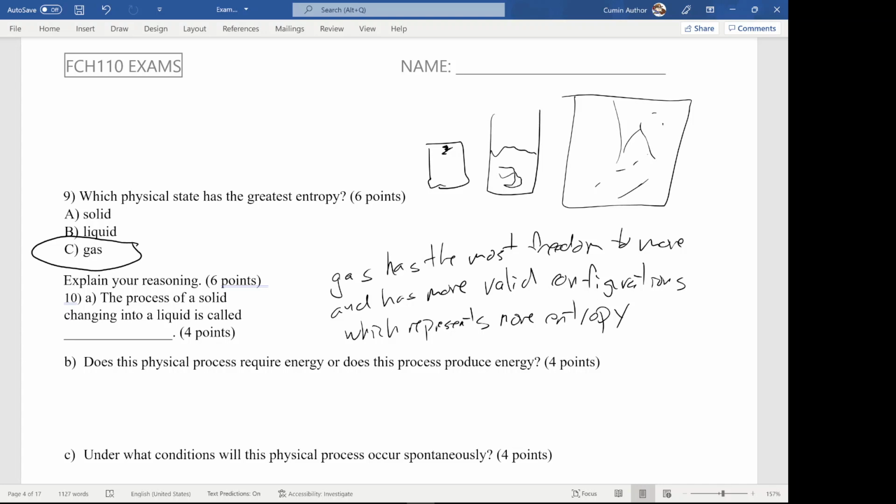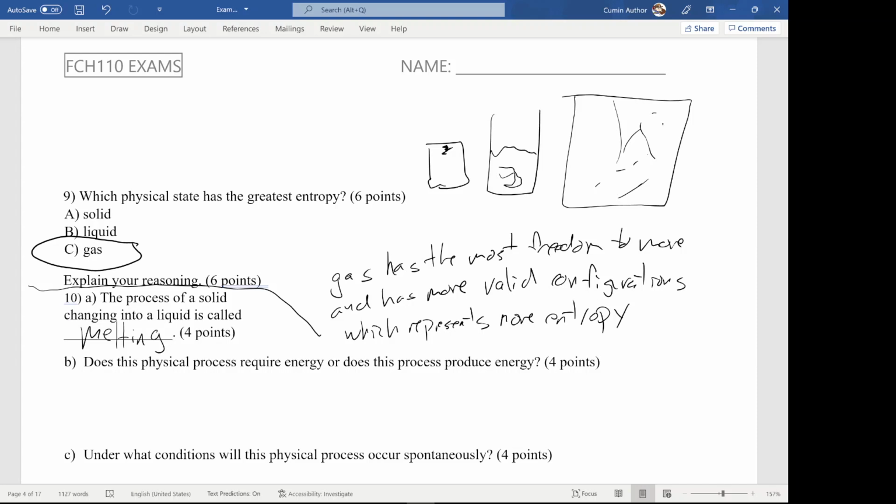And so, again, bad formatting here, but we have number 10. The process of a solid changing into a liquid was called, and we're not trying anything special, that's just melting. And we ask, does this physical process require energy, or does this process produce energy? And we need to think a little bit. There's different ways you can think about this.